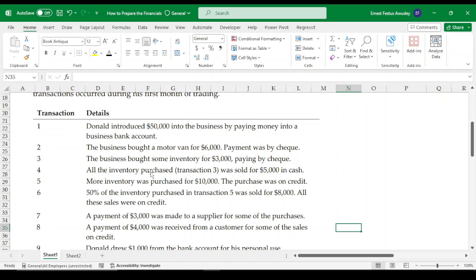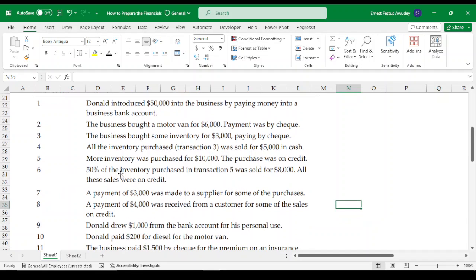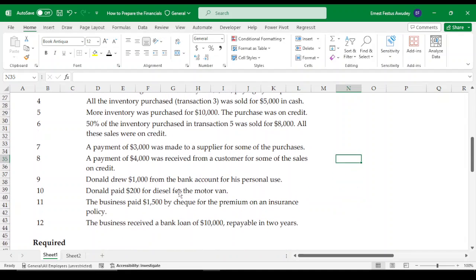All the inventory purchased in transaction 3 was sold for 5,000 in cash. Okay, so transaction 5 says more inventory was purchased for 10,000. The purchase was on credit. All right. 50% of the inventory purchased in transaction 5 was sold for $8,000. All these sales were on credit. Okay, so we have a payment of 3,000 was made to a supplier for some of the purchases.